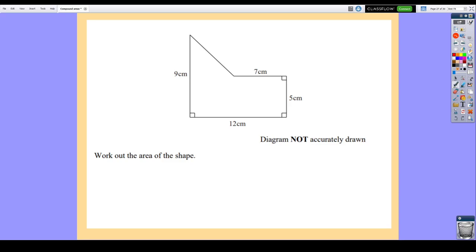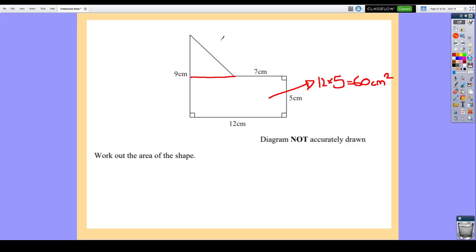So working out the area again, we're going to split this shape up into easier ones that we know. I'm probably going to split this one up going across here. So we've got a rectangle and a triangle again. Now, the rectangle area is going to be nice and straightforward. We've got our 12 centimetres here and our 5 centimetres here. So we need to do 12 times 5, which is 60.